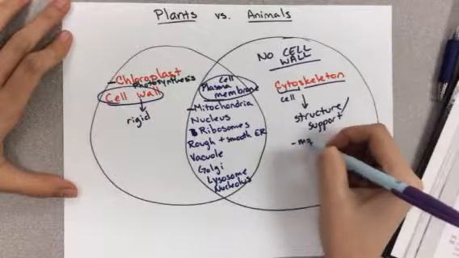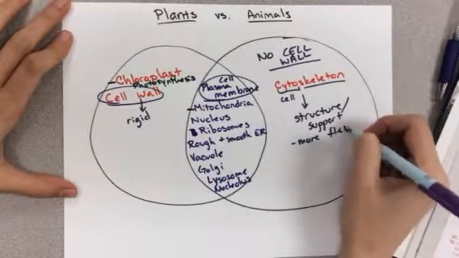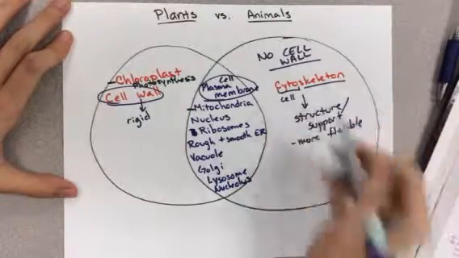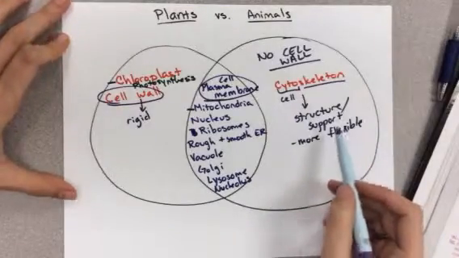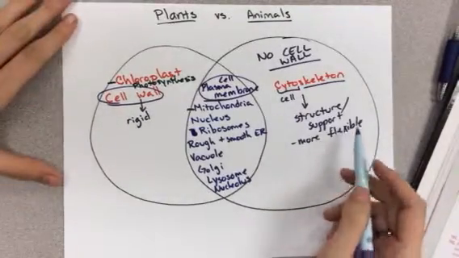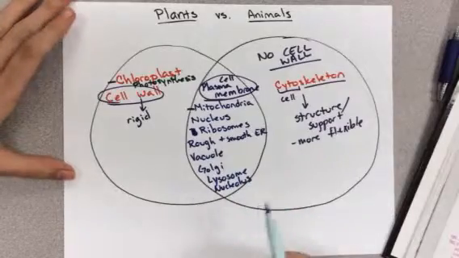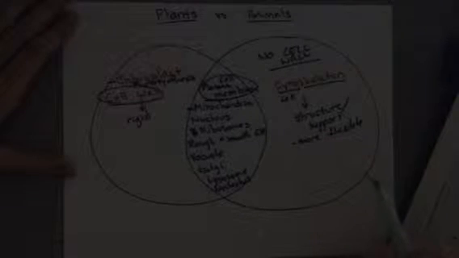However, it is still more flexible than the cell wall. Okay, just like our skeleton is much more flexible than the cell wall of trees, so the cytoskeleton is much more flexible.